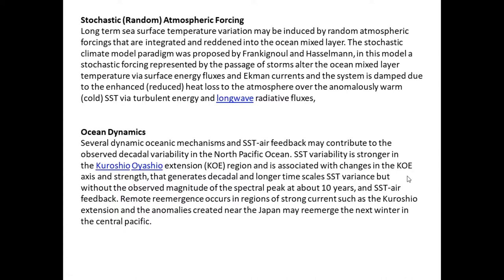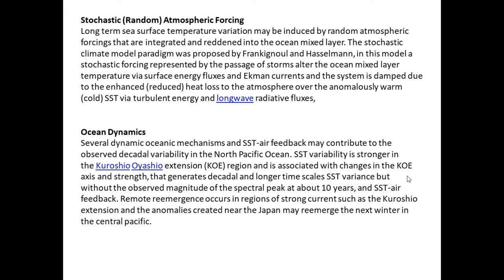Stochastic or random atmospheric forcing. Long-term sea surface temperature variation may be induced by random atmospheric forcings that are integrated and reddened, that means shifted toward the infrared, into the ocean mixed layer. The stochastic or random climate model paradigm was proposed by Frankignoul and Hasselmann. In this model, a stochastic forcing represented by the passage of storms alters the ocean mixed layer temperature via surface energy fluxes and Ekman currents, and the system is damped due to enhanced or reduced heat loss to the atmosphere over the anomalously warm or cold sea surface temperature via turbulent energy and longwave radiative fluxes.